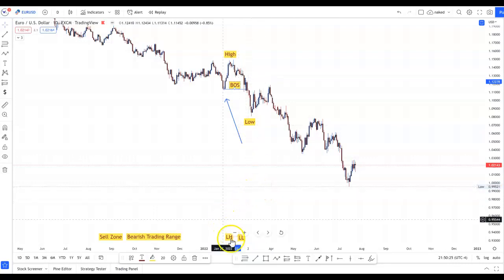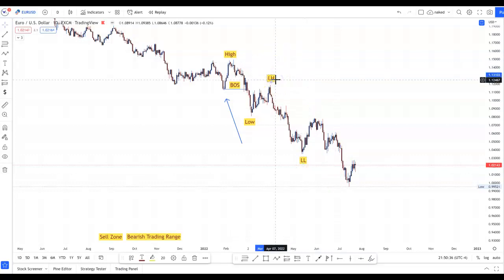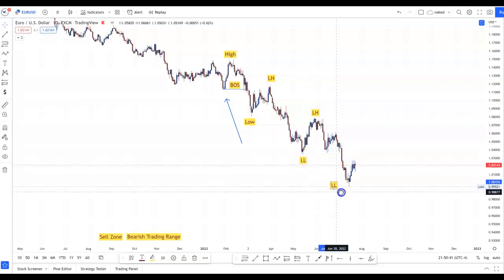Now price has created a lower high, which we have right here. Now we also have a lower low. Then we also have a lower high, and we have a lower low. So now what we're looking for on Euro USD on a daily time frame is for price to create a what? Lower high. That's correct. Once price creates a lower high, what that means is we can look for an opportunity to trade with the trend or trade in a direction of the higher time frame.